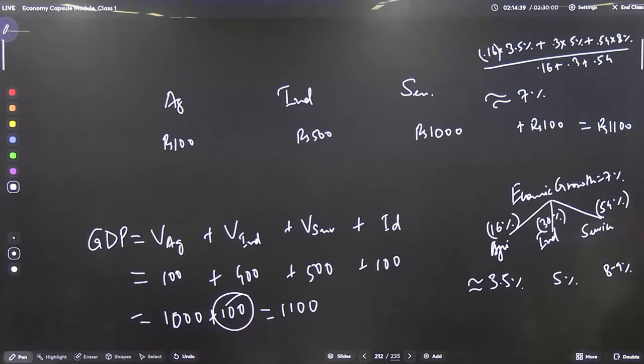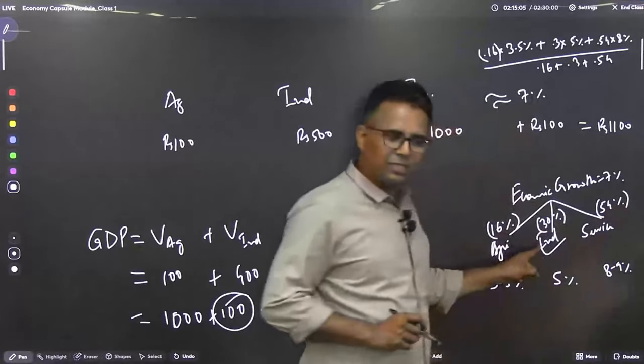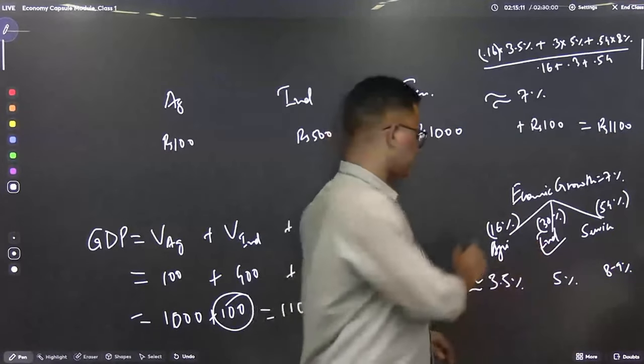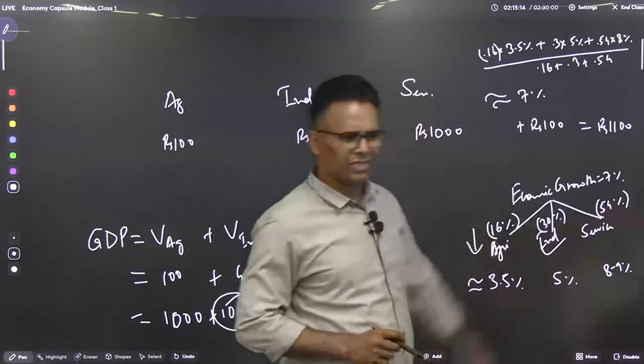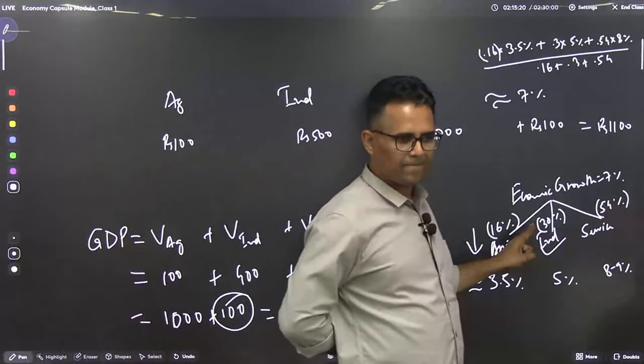None of them. Matlab ekdam constant hai. Are wo growth bata raha hai, I am talking about share. I am asking ki in GDP, which sector's share has in the last few years slightly improved? Chalo, great. Aur iska share increase hua hai, to kisi na kisi ka it must have decreased. This is remaining almost stagnant. Aur why this has increased?